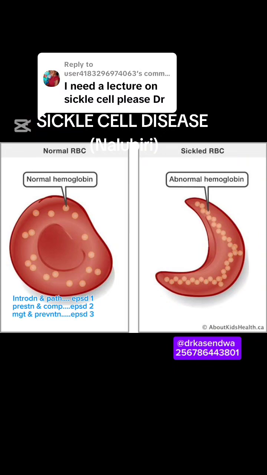Then in the next episode, we shall do the clinical presentation, or how the patient will come to you or what they will manifest with, and some bit of complications, because some complications manifest at presentation. Then in the third episode, we shall do the management that includes the investigations and the treatment, and also prevention. So to start with, our bodies are made of cells.